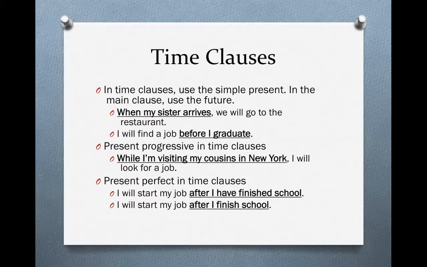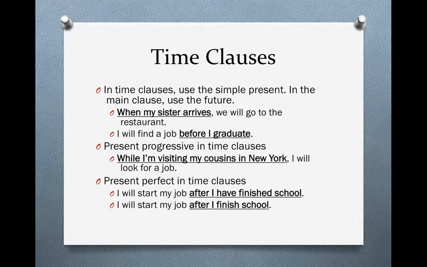For instance, when my sister arrives, we will go to the restaurant. The time clause is when my sister arrives. Now, of course, my sister hasn't arrived yet. This event is in the future. But because of the word when, we know that it's in the future and it hasn't happened yet. So we use the simple present. Notice in the main clause, however, that we use the future tense. We will go to the restaurant.